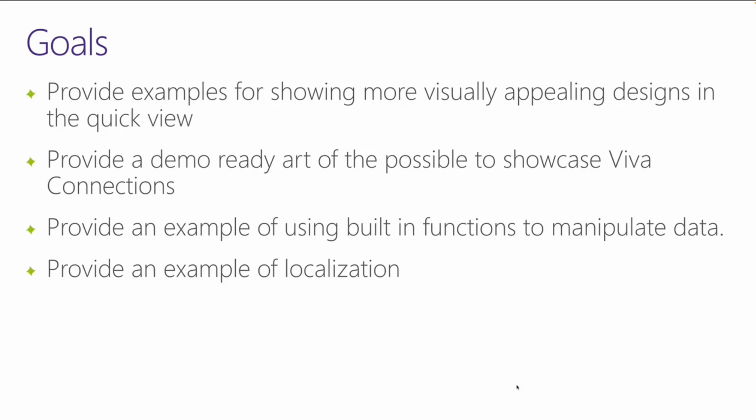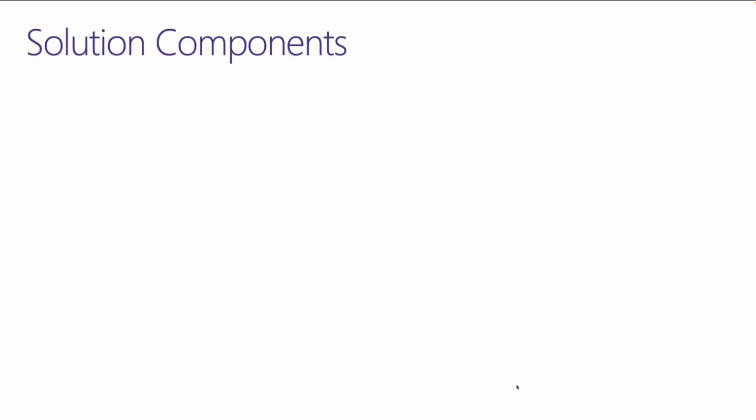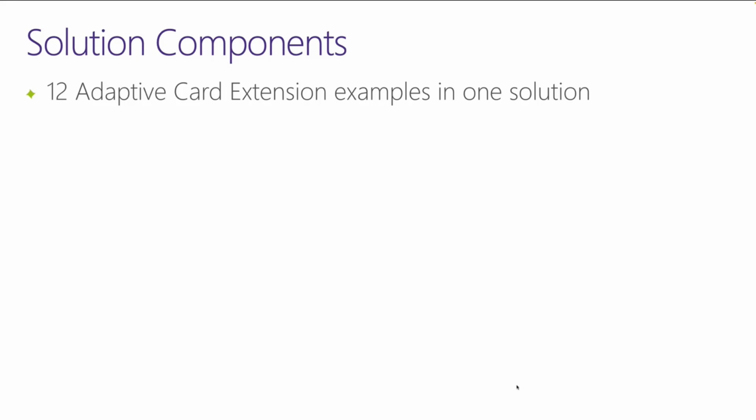And finally, we wanted to also provide an example of how to do localizations for strings and pull that data into the adaptive cards in the quick view, so not all the text is hard-coded into the JSON file. And finally, we wanted to provide an example of how to do deep linking from an adaptive card extension into Teams. So all of those things are wrapped up in the work that I've been doing here. And there's a couple of different components to the design gallery. The first is that it consists of 12 different ACEs in one solution.